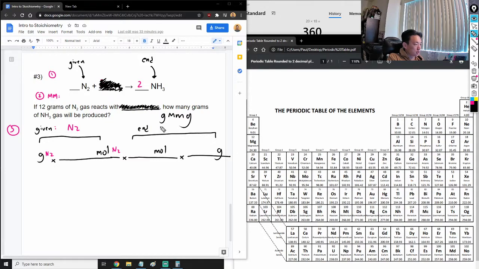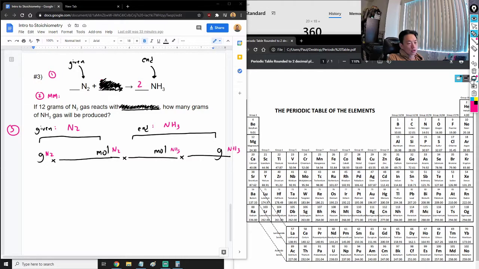Now our end chemical is NH3, which means that we're going to put NH3 on the tops of the last two fractions. So the tops of the first two fractions are about N2, the given, and the last two are going to be about the end chemical, which is NH3. Okay, so we just need to plug in the numbers and the bottoms now.